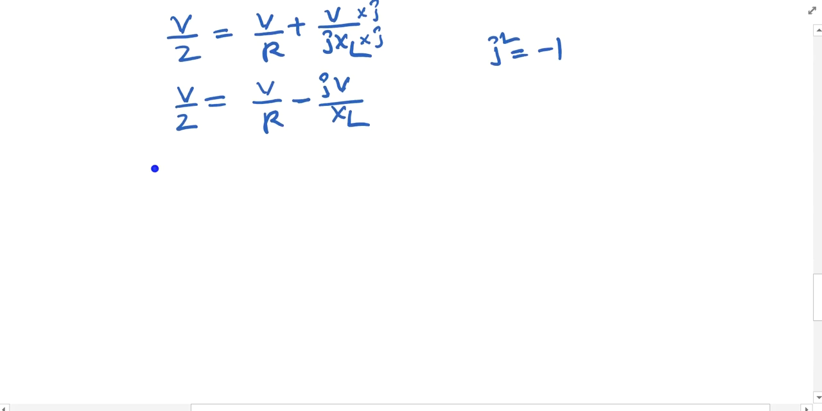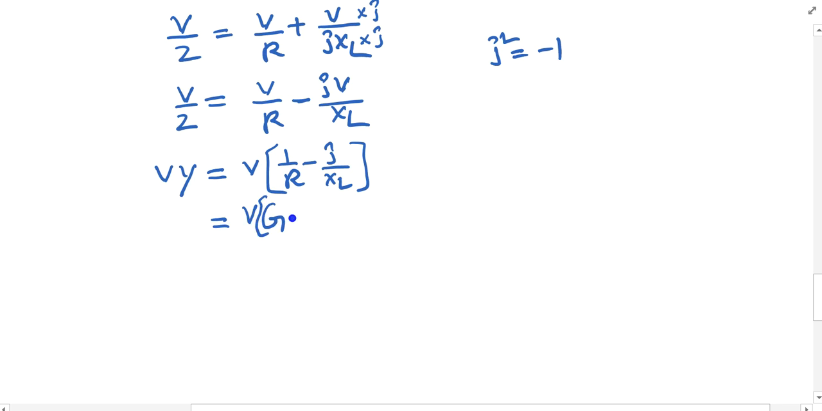Otherwise you can write V into Y is equal to V by 1 by R minus J by XL also. Otherwise you can write this into G. You can say it is V into G minus JB. So this is also one kind of expression. These are the different configurations you can understand, so that if any numerical comes you can easily solve those numericals. So this is the phasor diagram in the conductance and susceptance.